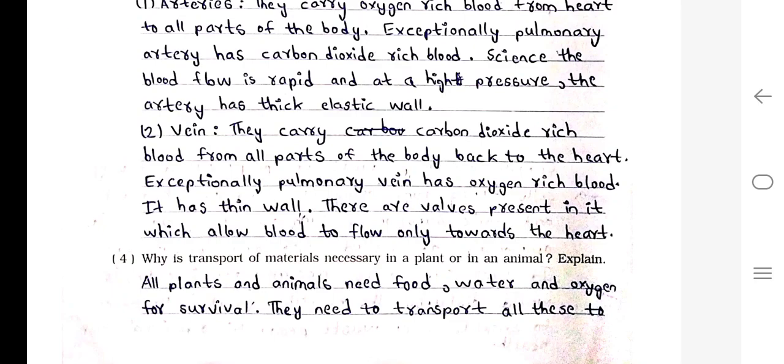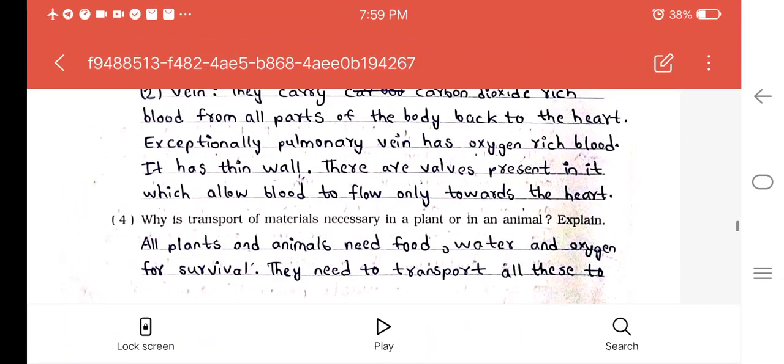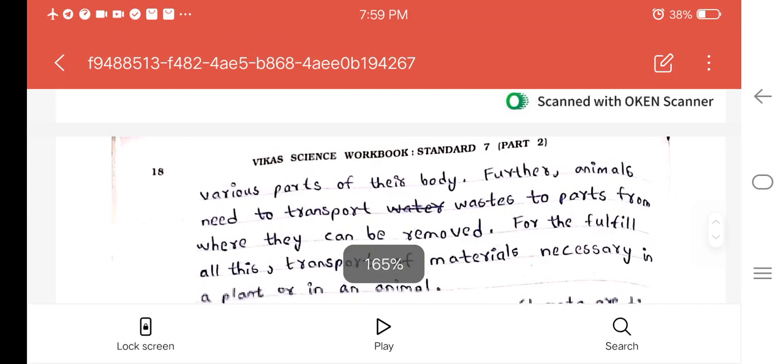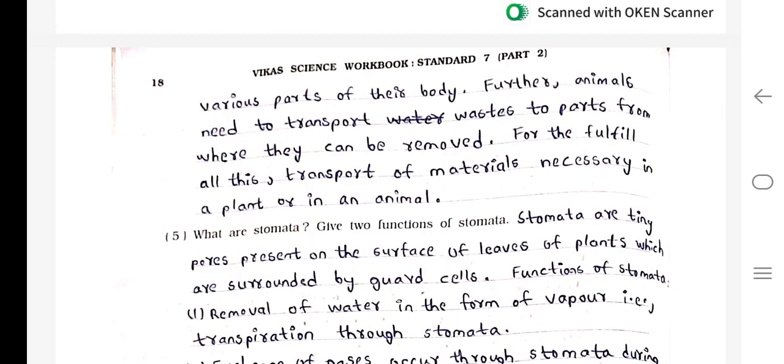Number 4. Why is transport of materials necessary in a plant or in an animal? Explain. Answer. All plants and animals need food, water and oxygen for survival. They need to transport all these to various parts of their body. Further, animals need to transport waste to a part from where it can be removed. To fulfill all these needs, transport of materials is necessary in a plant or in an animal.